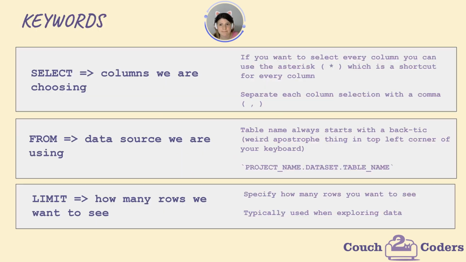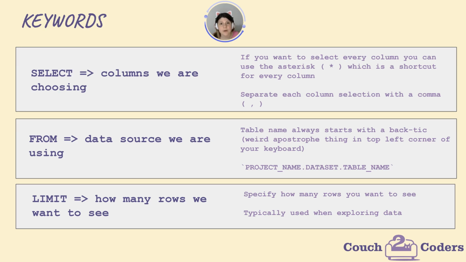So let's get started. A quick overview of the keywords that we'll be using. We'll use select, that tells us which columns we're choosing. From, that tells BigQuery where the data lives and where it needs to pull it. And limit. Limit specifies how many rows we would like to have returned.